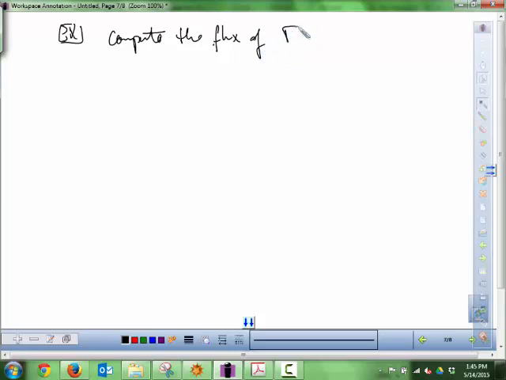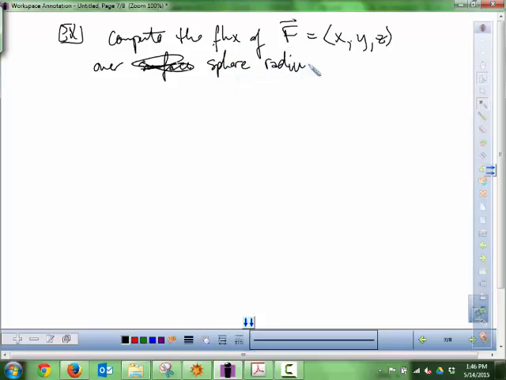So let's compute the flux of a vector field. Let's keep the vector field simple, x, y, z, over the surface, over the sphere, radius, I don't know, pick a number, 4, centered at the origin. Let's just go with the standard sphere with outward normal. Orientation, I guess they call it.